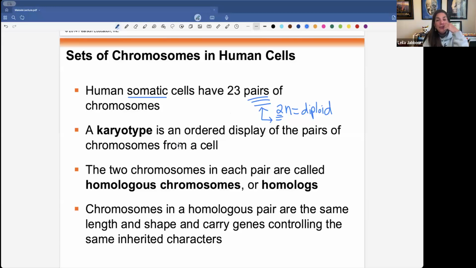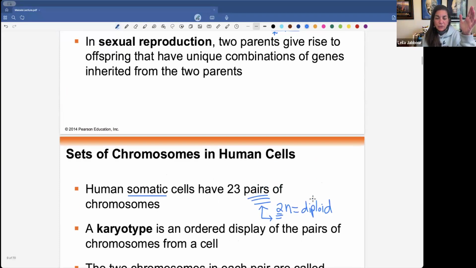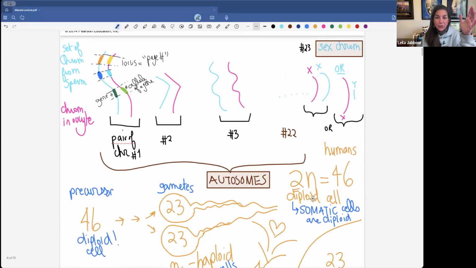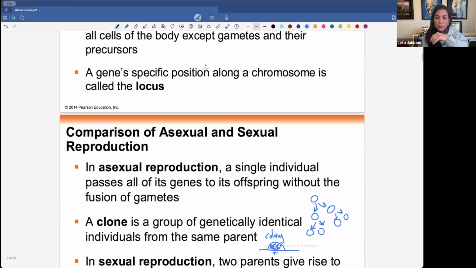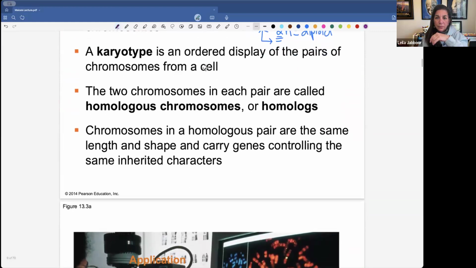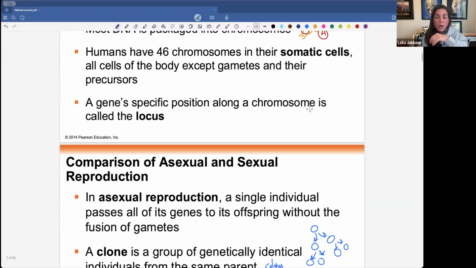Now, what do we call a karyotype? It's basically a picture of all these chromosomes, all these 23 types of chromosomes, and finding their homologs. So that's a word I haven't mentioned in my drawing, so I'm going to add that here. These chromosomes are described as homologs. We also say homologous chromosomes.